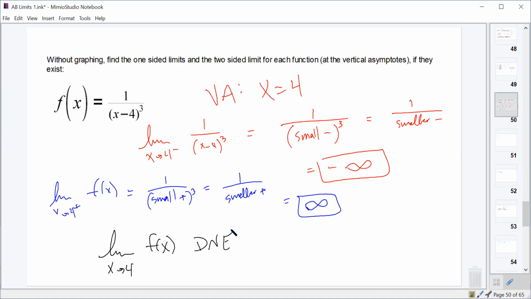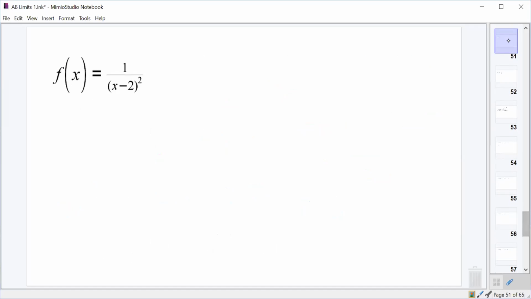Technically, none of these 3 limits exist, but one of them we knew was negative infinity, the other we knew was going towards infinity. And since we're not approaching the same sign of infinity, we'll definitely say this one doesn't exist. Good or no? Good. Cool. Let's do another one.